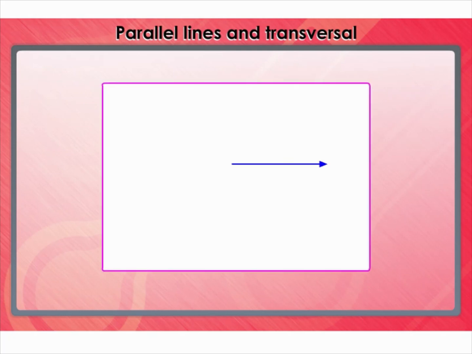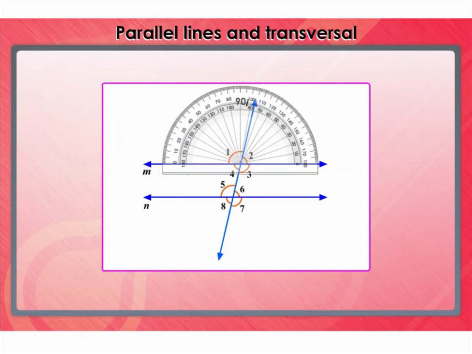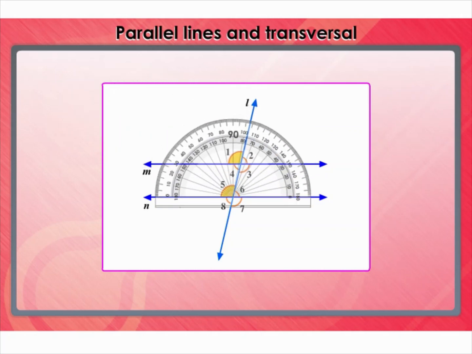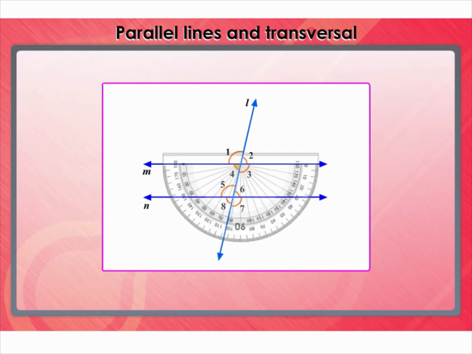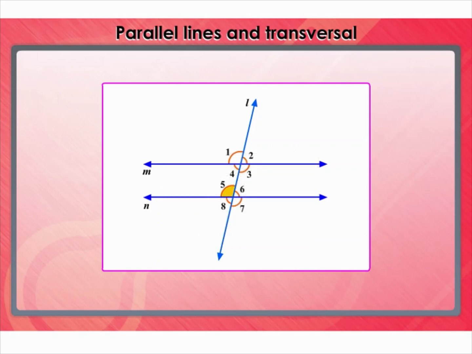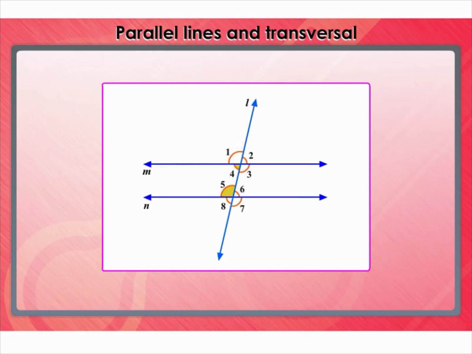Let's see what happens when these two lines M and N are parallel to one another and we draw a transversal to intersect them. On measuring the pairs of angles with the help of a protractor, you will see all pairs of corresponding angles and alternate angles are equal. Thus, we conclude when two parallel lines are intersected by a transversal, each pair of corresponding angles is equal. This is known as the corresponding angles axiom. Also, each pair of alternate angles is equal.